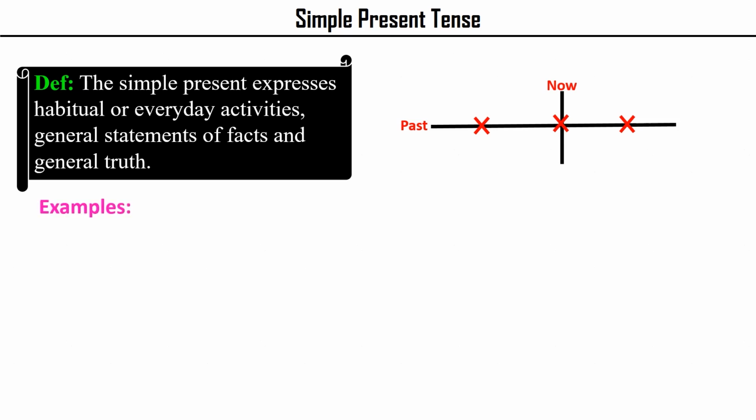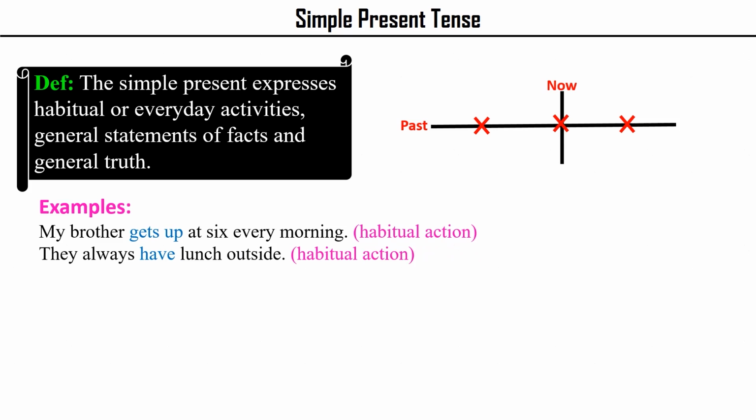For example, my brother gets up at 6 every morning is a habitual action. My brother's habit is to get up at 6 every morning. They always have lunch outside. They do not have lunch at home, but they always have lunch outside because having lunch outside is their habitual action.